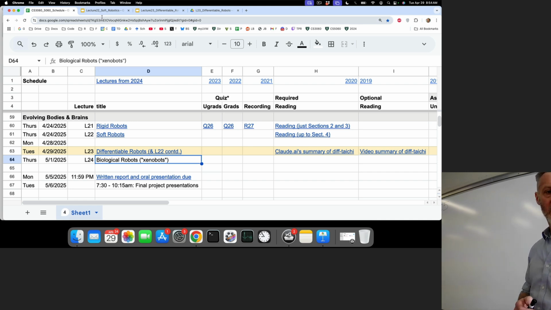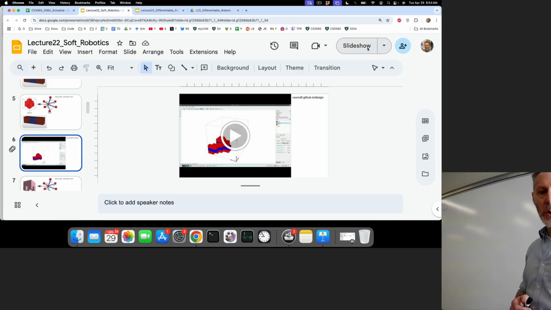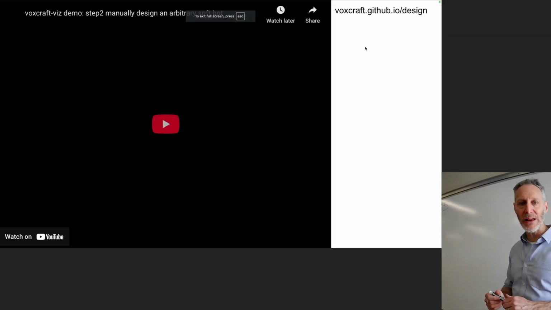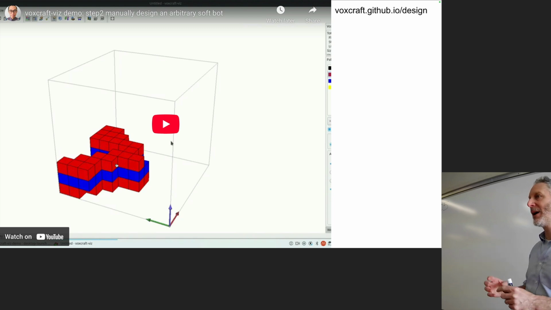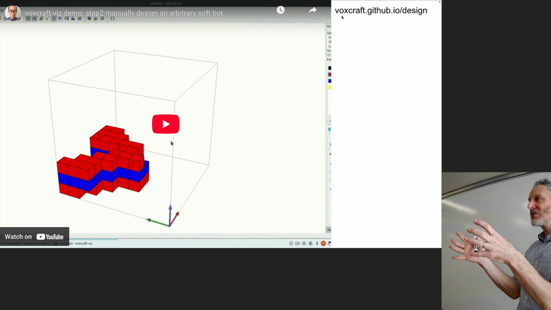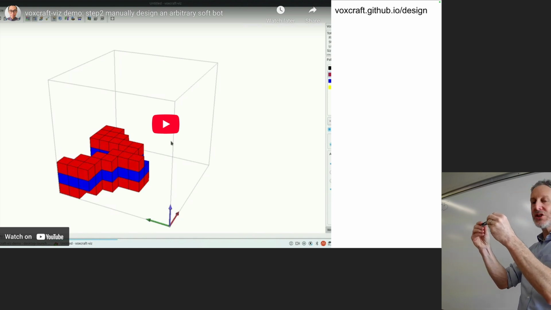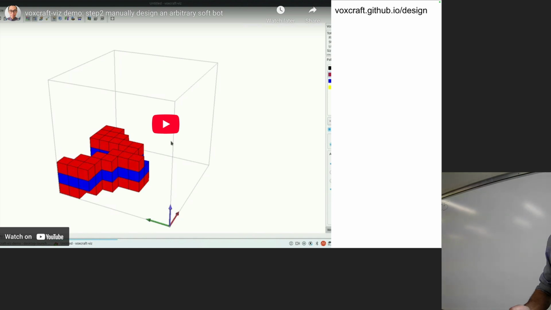Okay, back to soft robotics. So we ended last time by looking at Voxcraft here. This is a soft robot simulator. It simulates soft robots by assuming the robots are made up of a whole bunch of 3D pixels or voxels. Those cubes or voxels are attached to their neighbors by rigid beams, and each one of those rigid beams that attaches two voxels together has 6 numbers associated with it, and I realized that I misspoke last time when I described those 6 numbers.